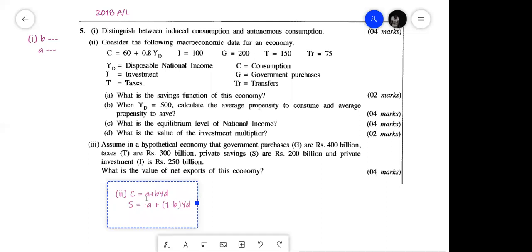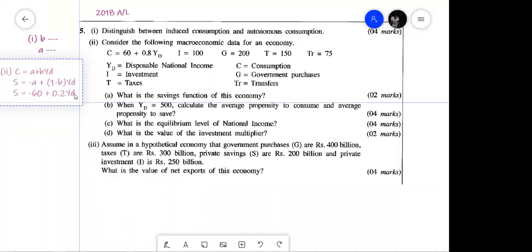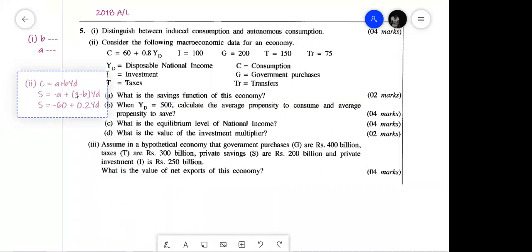Then you can say, now S is equal to, if A is equal to 60, minus 60, and 1 minus B is 0.2. So this will give you the 2 marks. I know you all know it, but don't lose small marks for things like that. Done.